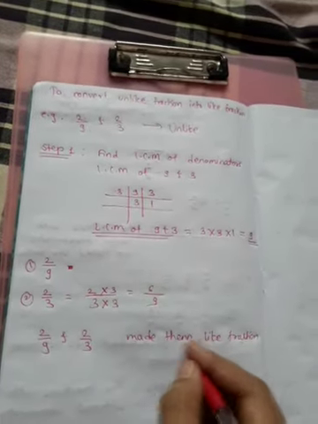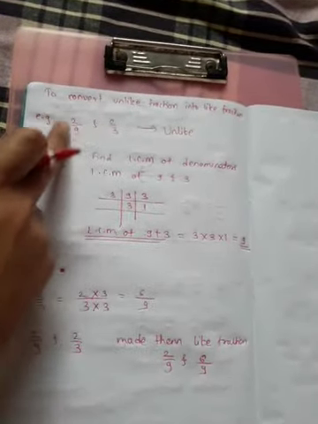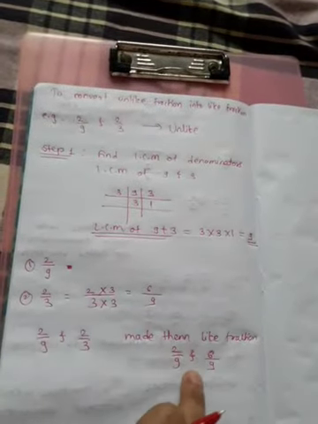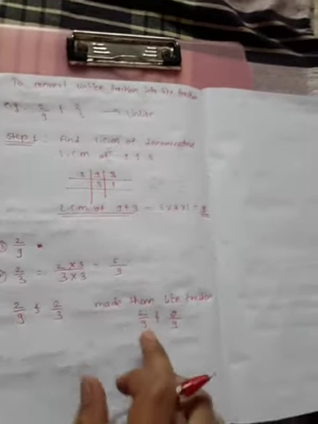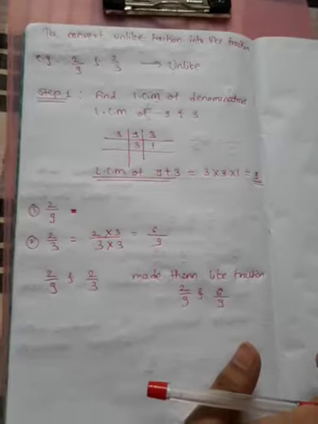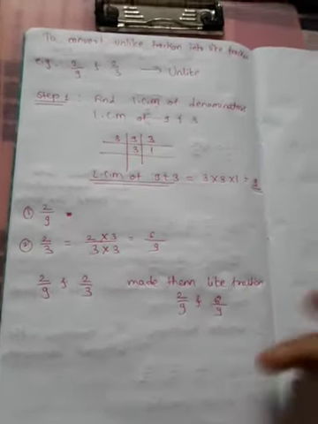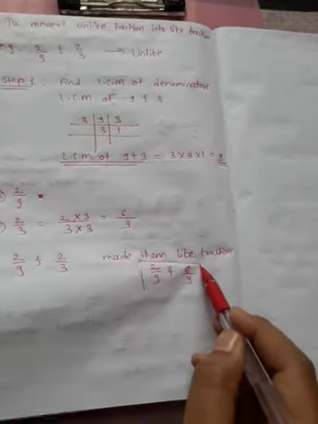So what are the like fractions? 2 by 9 and 6 by 9. First, 2 by 9 and 2 by 3 are unlike fractions, and we made them like fractions, that is 2 by 9 and 6 by 9. Instead of 2 by 9 and 2 by 3, we can write 2 by 9 and 6 by 9. In this way you can make unlike fractions into like fractions.